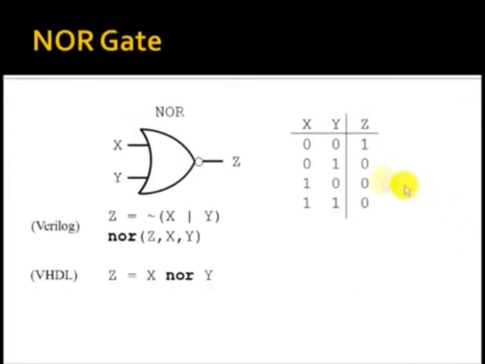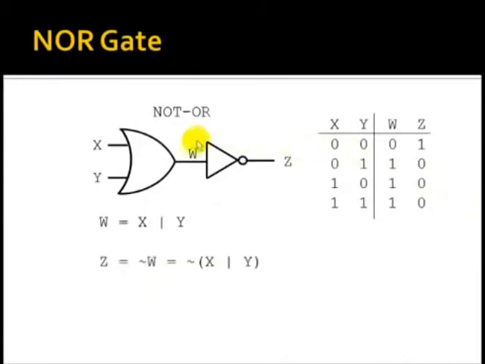Here's the symbol for a NOR gate. It looks like an OR gate with this bubble at the output. Here the output Z of a NOR gate is 1 only if both inputs are 0, and it's 0 if any of the inputs are 1. It's just a NOT OR, and there is a NOR function in Verilog, and again in VHDL you type out the word NOR. Again, you can see that the output W of the OR gate, remember, was 1 if any of the inputs are 1, and if we invert it, then we get the output of the NOR gate.